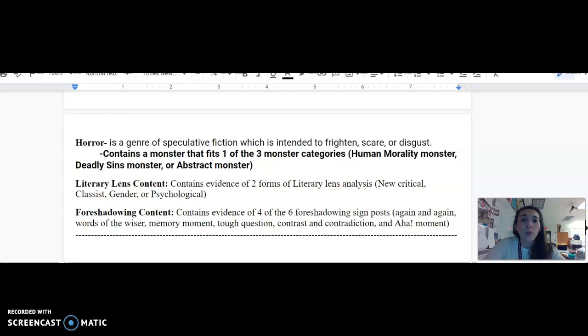Alright, as far as horror, this is a genre of speculative fiction which is intended to frighten, scare, or disgust. So it contains a monster that fits one of the three monster categories, or it can be a combination. So that would be human morality monster, deadly sins monster, or abstract monster. So if you are going to do a horror story, you must have some form of monster in it. And your protagonist can even be the monster. Your protagonist can become the monster because of other elements that are happening in the story. You can really work this in multiple different ways.